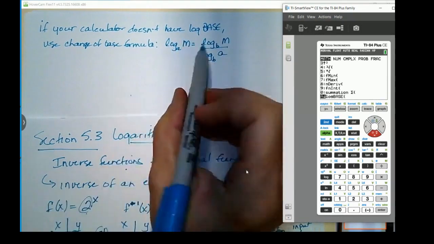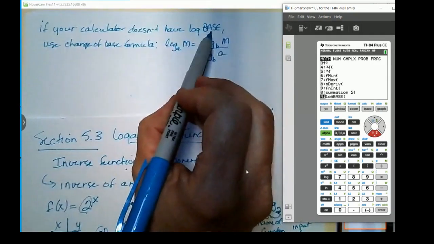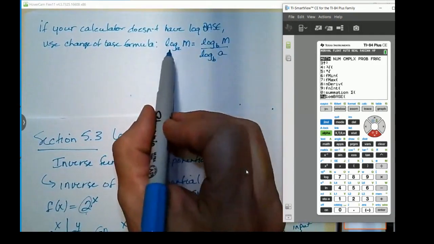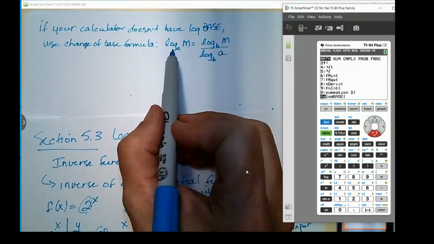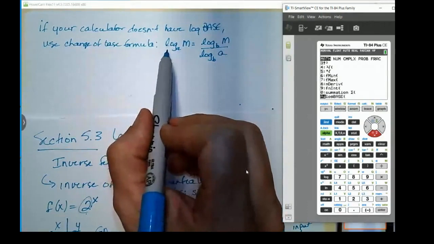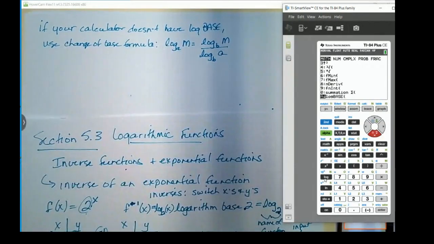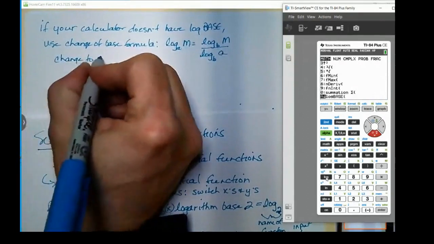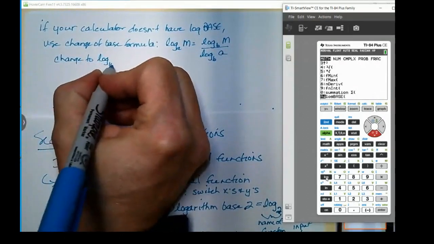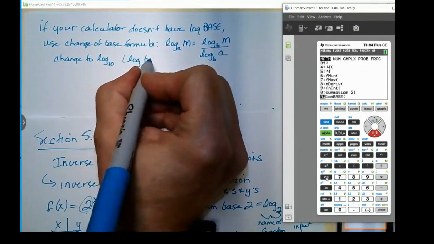All right, so what you're going to have to do if your calculator doesn't have this function is you're really going to have to use this formula and change this to the log base 10, because the log base 10 is the button that says log that's on your calculator. So we're going to use this and change to log base 10, which is just the log button.